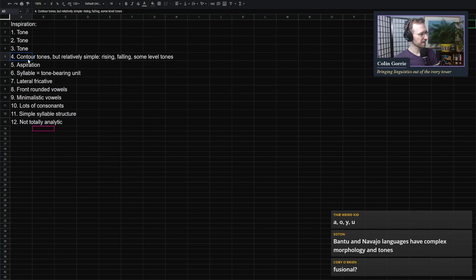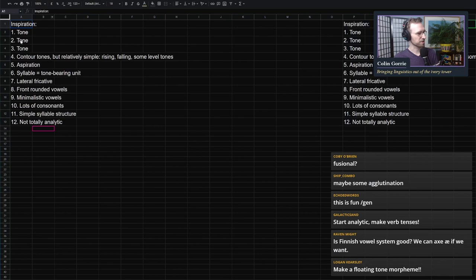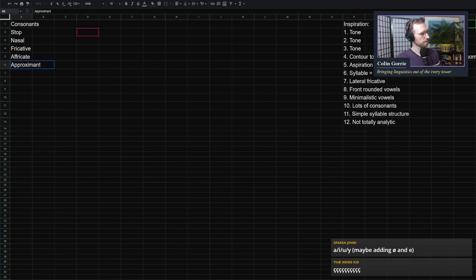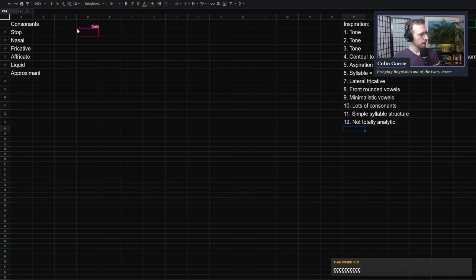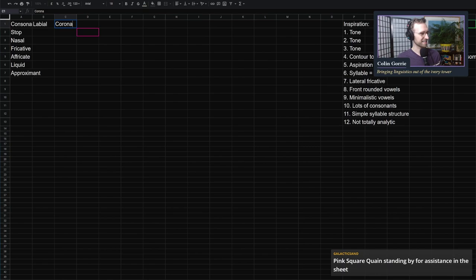Okay. So let's get some consonants going. I've made this hard. I'm going to put our inspiration over there. And now we have lots of room. So why don't we say consonants up here? Just put a few, just liquid. Great. And then we'll put something like, did we say minimalistic? No, we said lots of consonants. Okay, so we're going to have a lot of coronal places, I'm assuming.